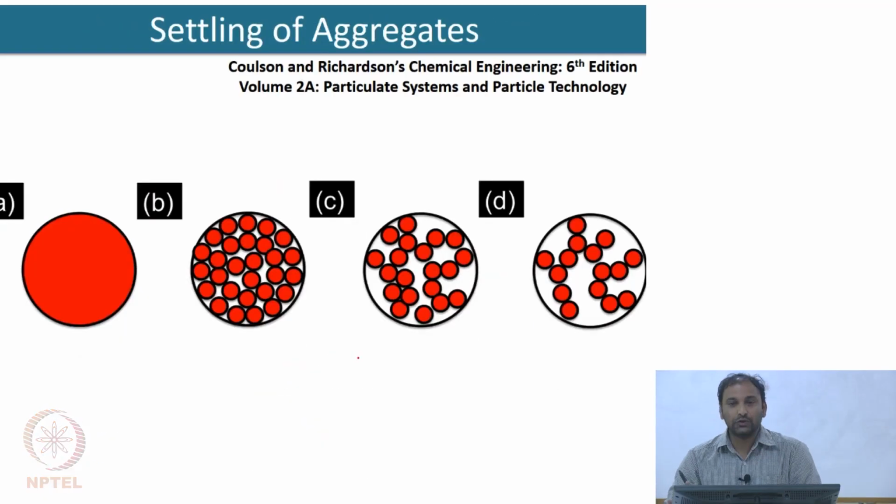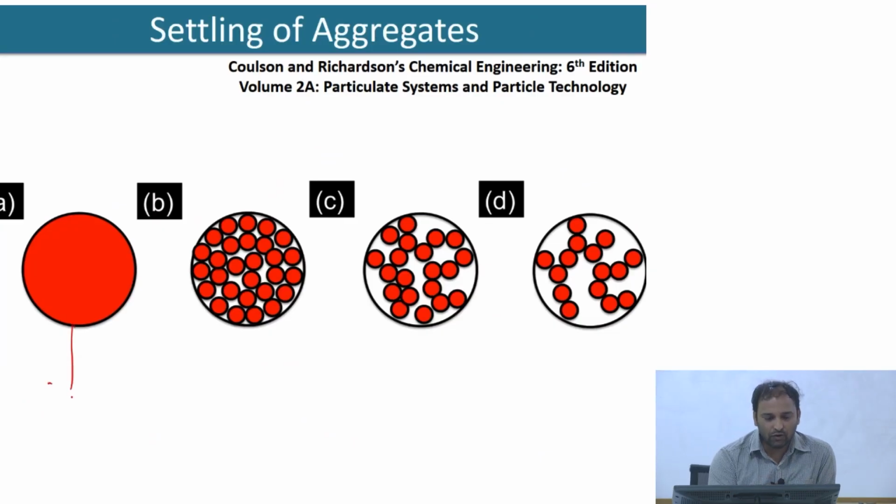Of course, we are not going to do that. We are going to do a very simple case. We are going to assume that we have looked at cases where I have a particle that was settling. Now we are going to take a case where I assume the aggregates to be still spherical.